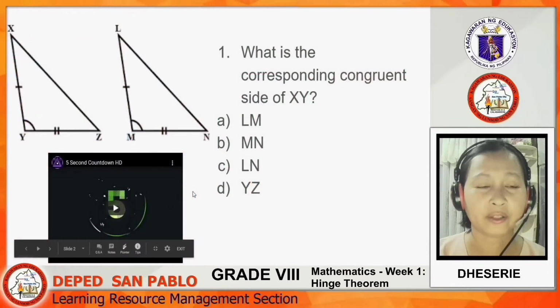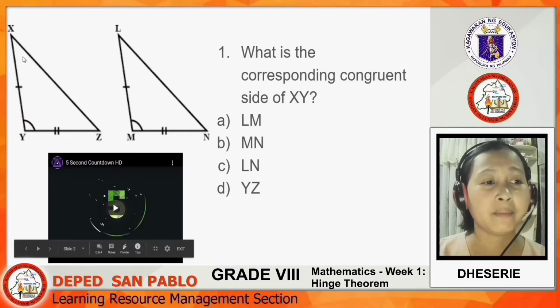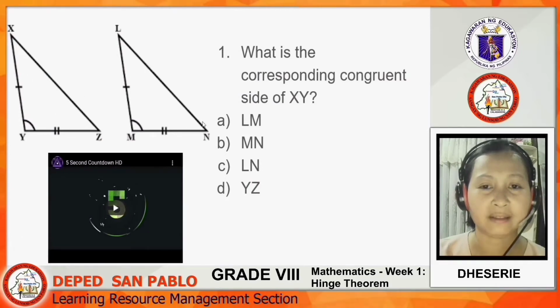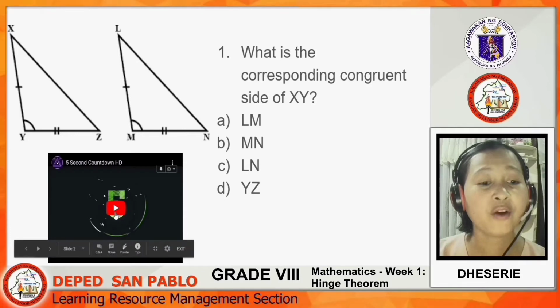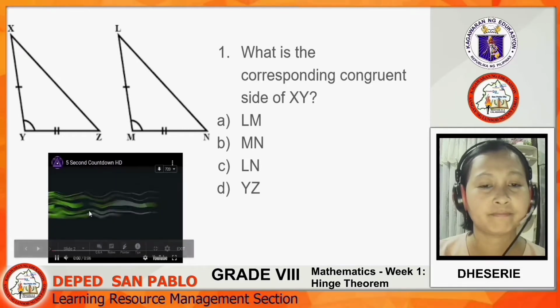During our third quarter, we discussed triangle congruence, and these two triangles are congruent by means of SAS congruence postulate. The question is, what is the corresponding congruent side of segment XY? You have 5 seconds to answer.